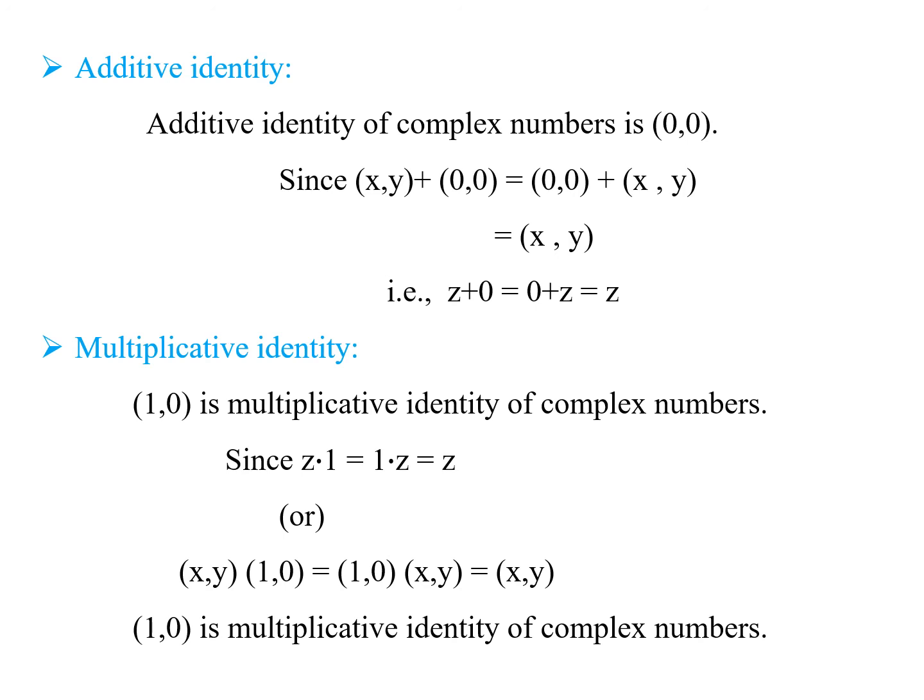So here 1 times x minus 0 times y gives the real part x, and the imaginary part is 1 times y plus 0 times x, which is y plus 0, again y. Therefore we get the ordered pair (x, y). So the multiplicative identity and additive identity of complex numbers are satisfied.